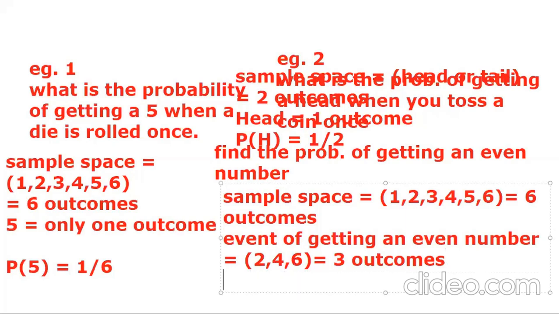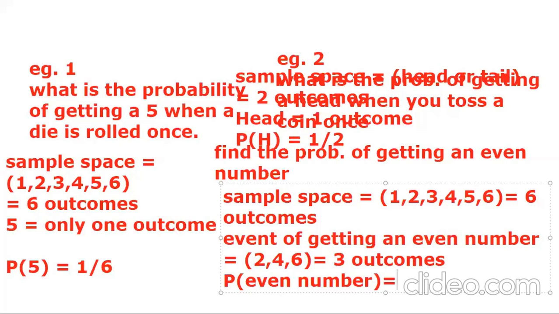Therefore, for the probability of getting an even number, as you can see, in the first example I represented it with P of 5. In the second example, I represented it with P of H. The third example, I'm representing it with P of even number, which shows that whatever is in that bracket is the event, the outcomes of that event that you'll be getting.